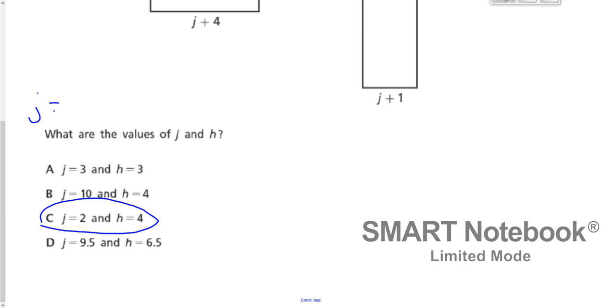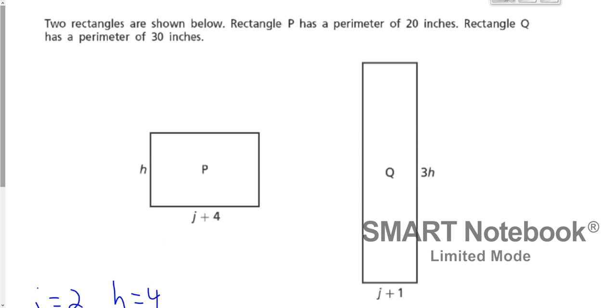So let's say I want to try the choices out, and I'm going to try out choice C, which I know is correct. It says j is 2. I'm going to replace that with a 2, and h is 4. So that would be 6, 6, 4, and I add those up. 4 plus 6, 4 plus 6, and it all comes out to 20. On this one, I replace the j with the 2.